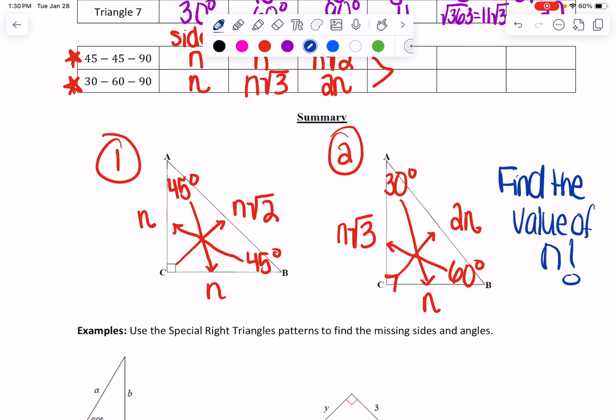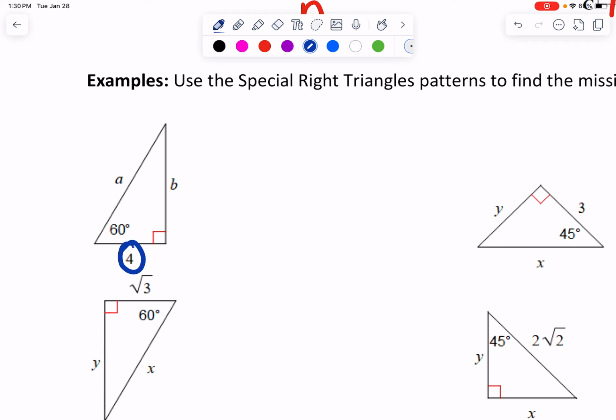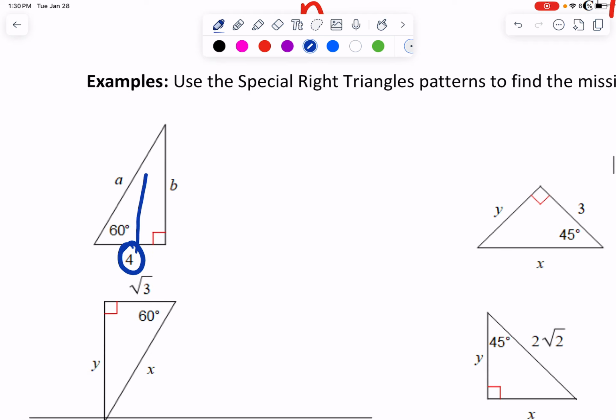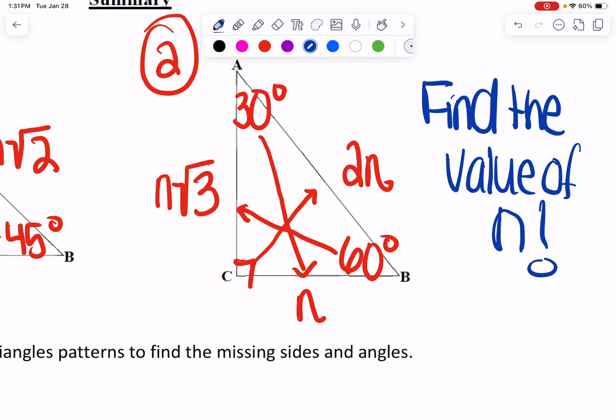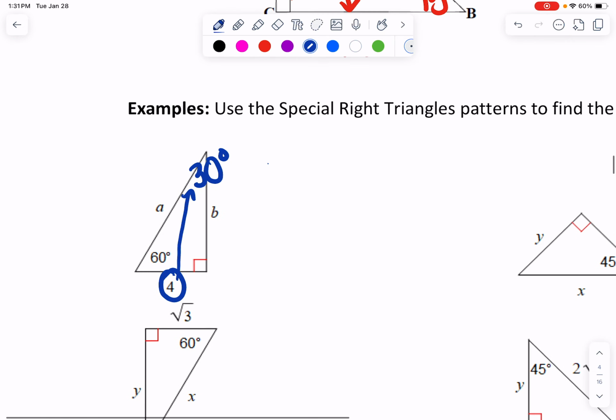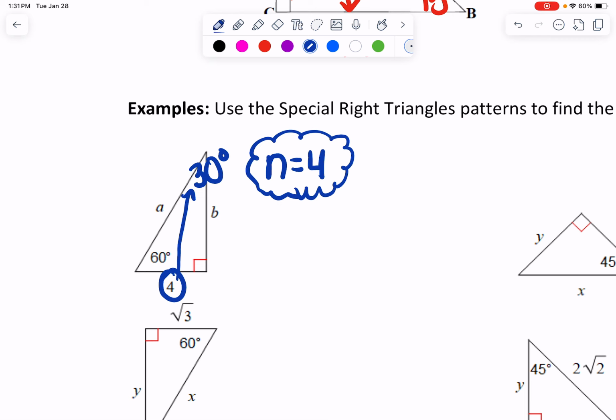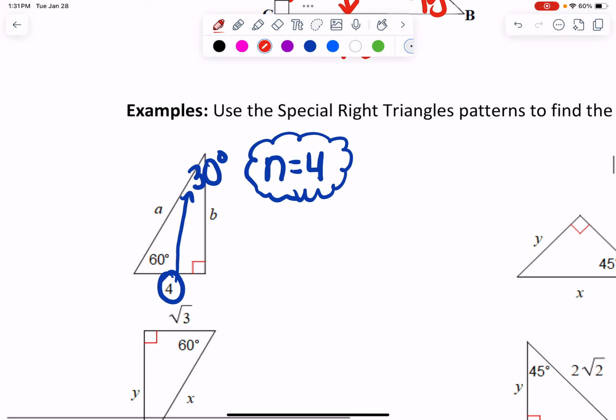You're going to start with the only side that you have labeled, which is that 4. You are going to go to the opposite angle to 4, which is right there. That's 30 degrees because the other two are 30 and 60. That tells me what N is, because if I look at that second triangle, opposite to 30 is N. So in other words, N equals 4. That is your first step. You need to first solve for N.